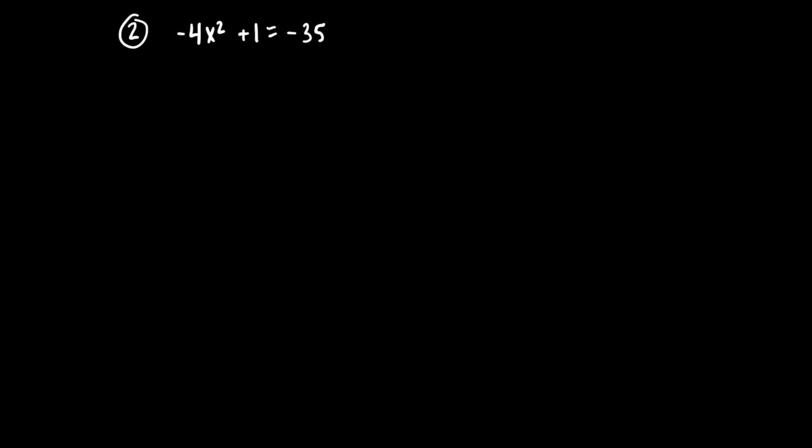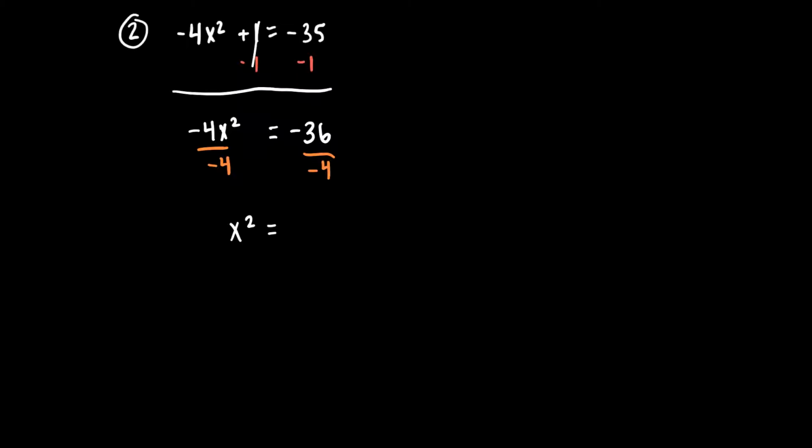So, let's do that. Let's subtract 1 from both sides. When we do that, we get negative 4x squared, those get rid of each other, is equal to negative 36. And then from here, I'm trying to get that x squared by itself. I'm going to divide by negative 4. I'm not subtracting 4 here. I'm dividing by negative 4. So now I'm going to have x squared is equal to negative 36 divided by negative 4, which is the same thing as 36 divided by 4, which is 9.